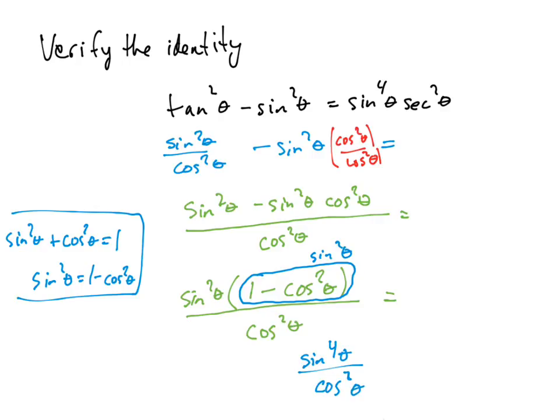So on the left-hand side here, we're going to have sine to the fourth theta over cosine squared theta. And then what we can do on the right-hand side is, well, I have sine to the fourth theta, which occurs on the left. And then secant squared, well, secant is just 1 over cosine. So secant squared is 1 over cosine squared. So when I multiply those factors together, we're going to get sine to the fourth theta over cosine squared theta. And that will do it.